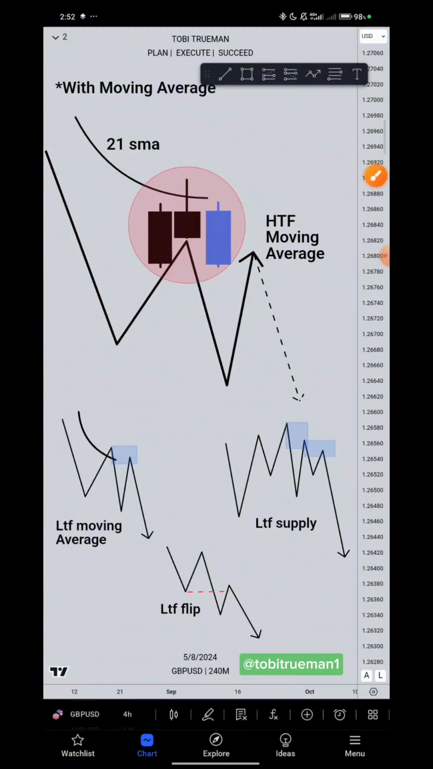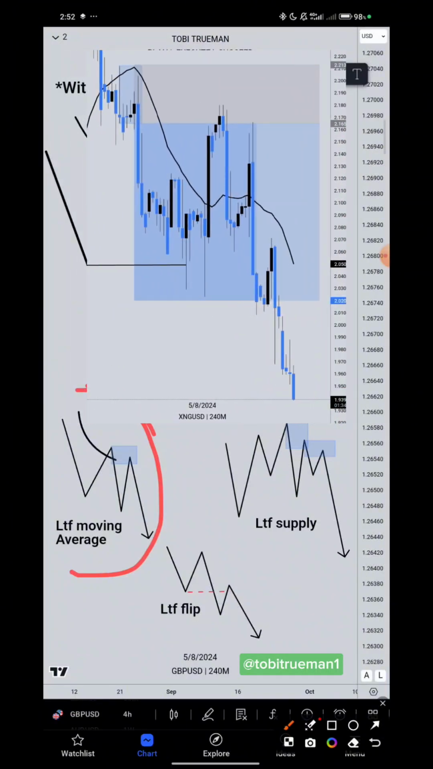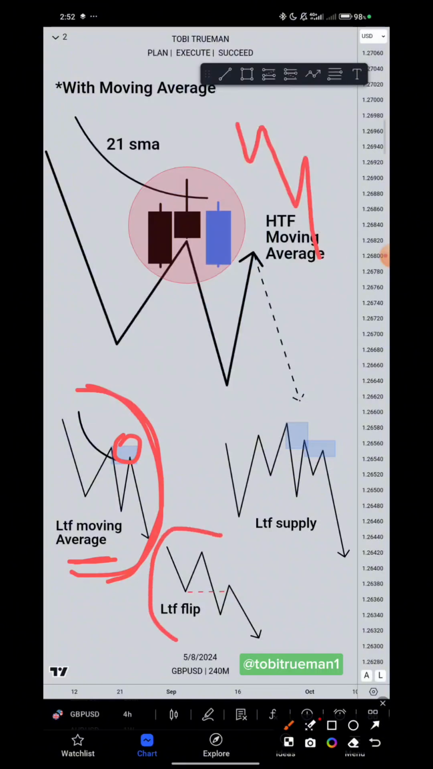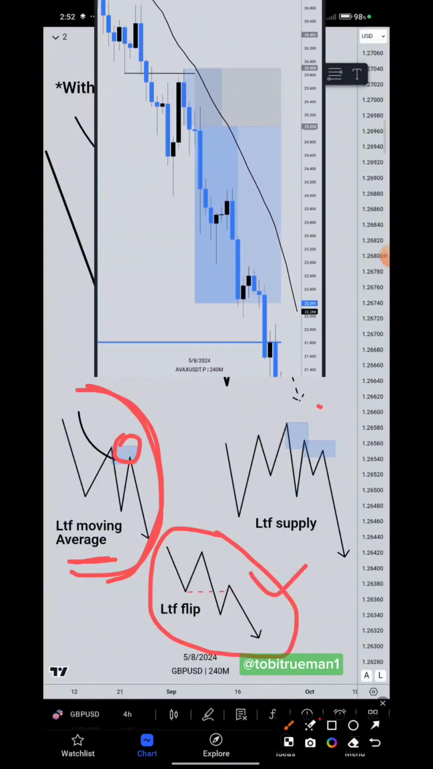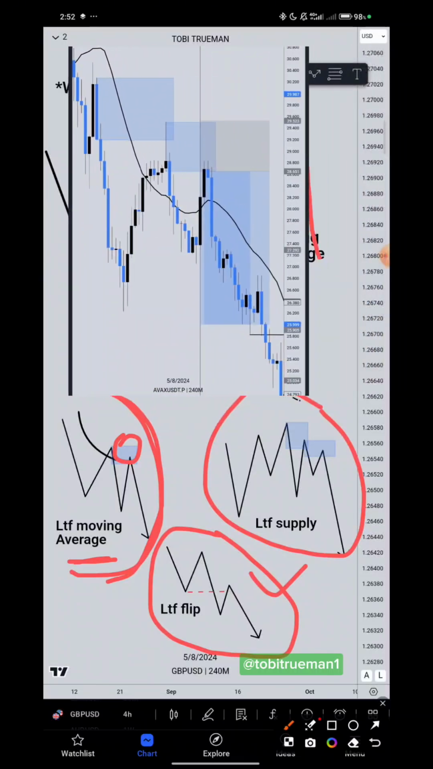When we go to the lower time frame, we can see our entry model again, which is our lower time frame moving average. Remember, the higher time frame is selling, so if we see a selling opportunity in the lower time frame and it comes as a lower time frame moving average with our signal, we'll take it. Then it comes with a lower time frame flip, we'll take it. It comes to lower time frame supply with our confirmation, we will also take it.